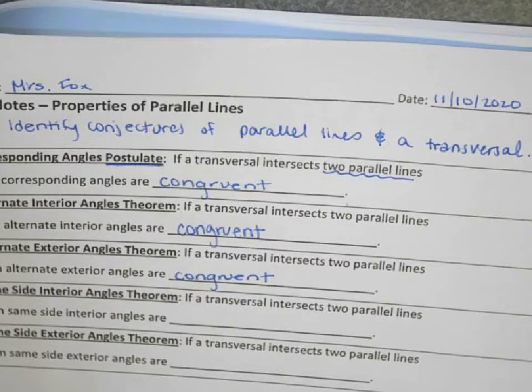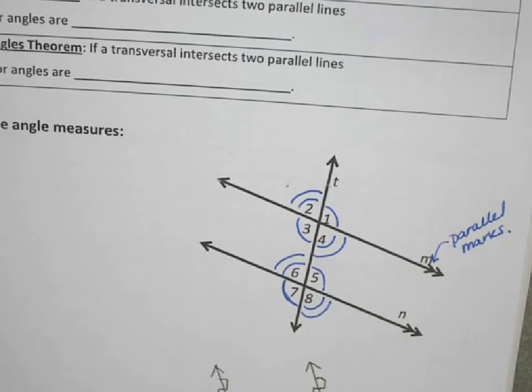Same side interior angles theorem. What are same side interior angles? Give me a pair. 3 and 6 would be the same side interior angles. Are those congruent? No, they're not. But let's try to come up with a relationship that we know that they have.